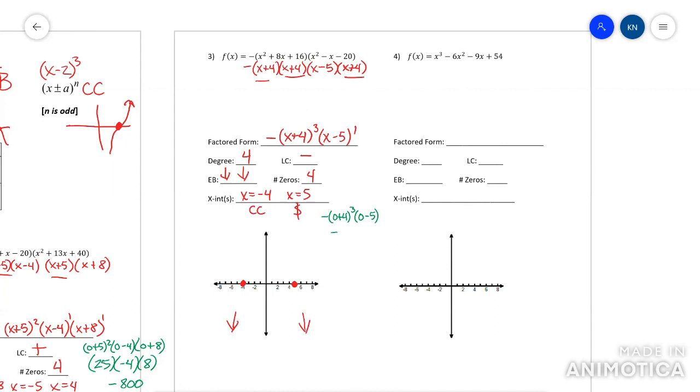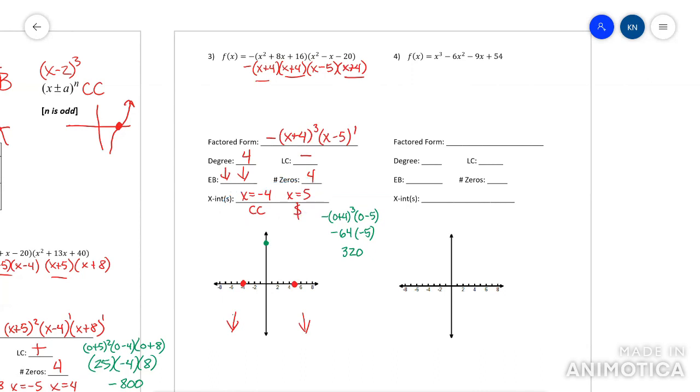So that's going to be -64 times -5, which is 320. So it's up here. All right, and then now I'm ready to draw my line. Just pay attention to the concavity change or the straight through.